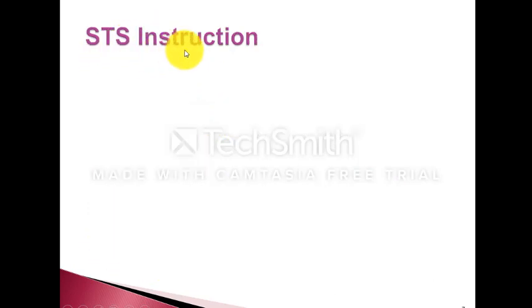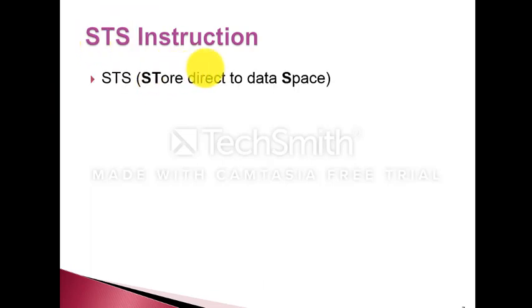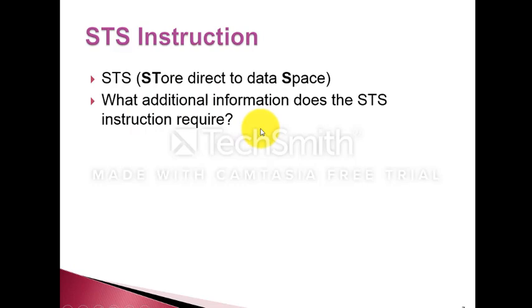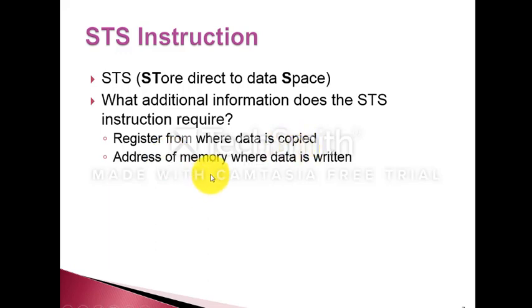STS instruction. The STS instruction is used to store data from GPR registers to memory; it stands for store direct to data space. Take the value from the GPR and store that value back to data space. What additional information does the STS instruction require? The STS instruction requires the register from where data is to be copied and the address where data has to be written permanently, as we know that SRAM stores data permanently.